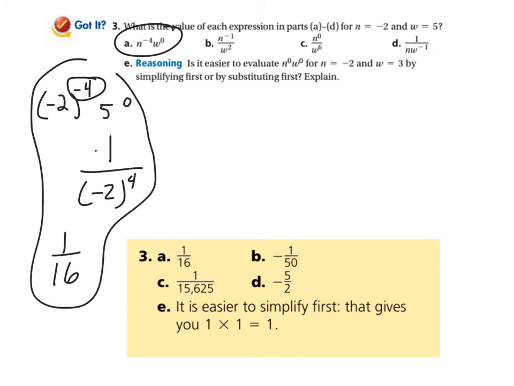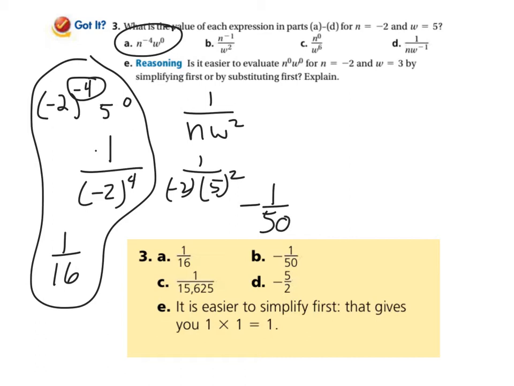There's the first one. Second one, let's move it around first before we throw in the numbers. Why not, right? So for B, we're going to have 1 over nw squared, and just the w is squared there. And for n is -2, so 1 over -2, and w is 5, so 5 squared. So I'm going to have 25 times -2, so I'm going to have 1 over -50, or -1/50 if you prefer.